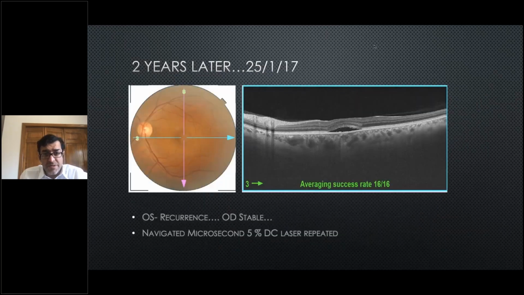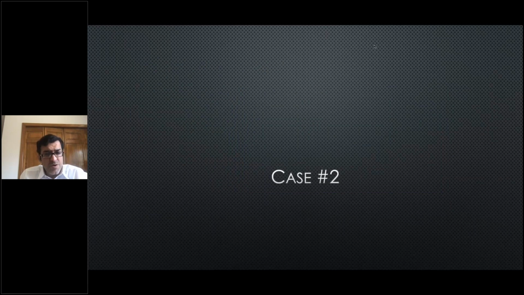So that means he was doing really well for 2 years, with complaints of a recurrence for the last month or so, where I saw the fluid pocket again in the center, because we know that there was a subfoveal leak. So probably the leakage again started, and we went ahead and did the 5% laser to the same area, and the fluid resolved completely. So let's move on to the second case.